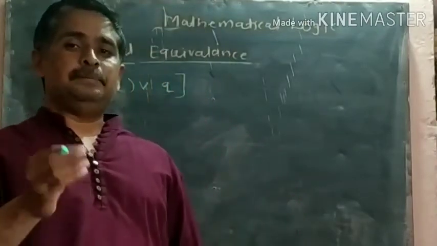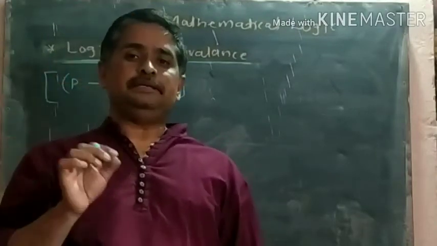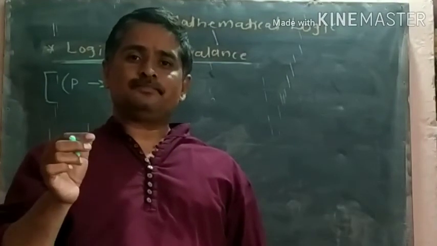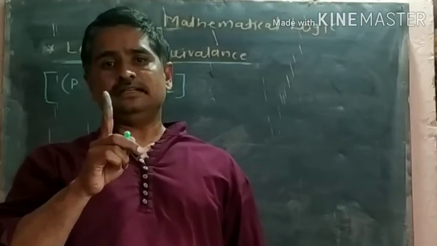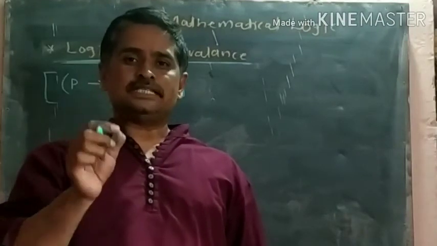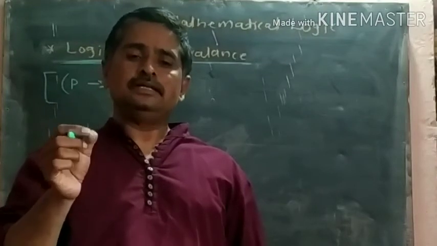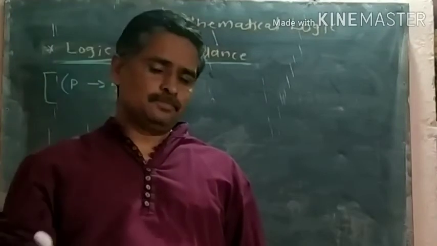Next, p implies q, that is an implication. In the implication there is only one F present in that truth table, if the first statement has value T and the second statement has value F. That means p is T, q is F, then it is F, otherwise it is T.